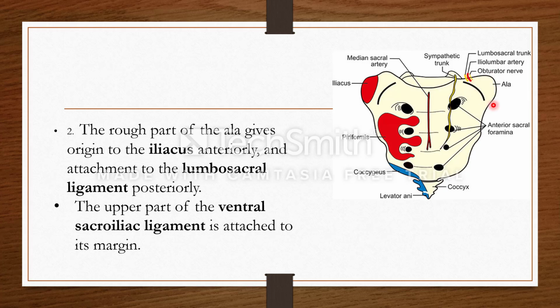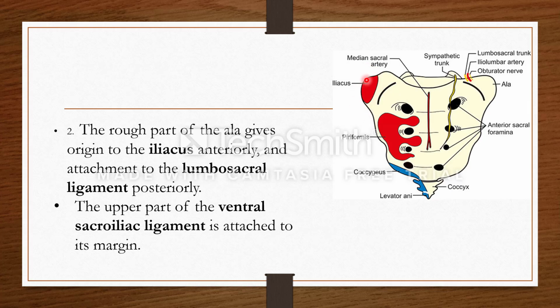Now we will discuss the ala. This is the ala or the wing of the sacrum. The rough part of the ala gives origin to the iliacus muscle. See here, as we know, the ala of the sacrum has a smooth anterior part and a rough posterior part. So this is the rough posterior part which shows the attachment to the iliacus muscle and the attachment to the lumbosacral ligament, which will be posterior to the iliacus. The upper part of the ventral sacroiliac ligament is attached to its margin. See here, the ventral sacroiliac ligament is attached to its margin.